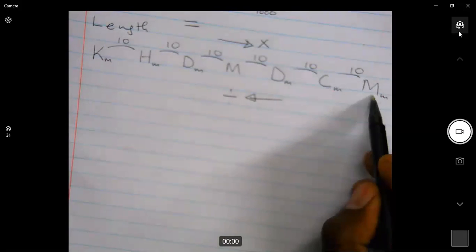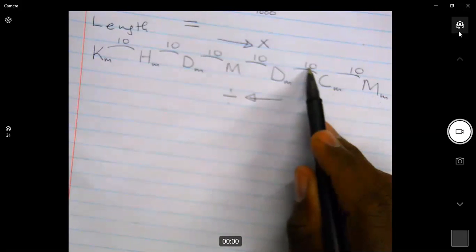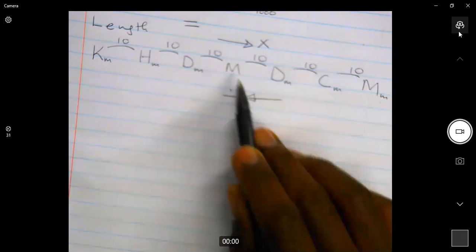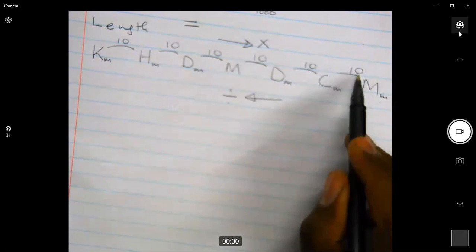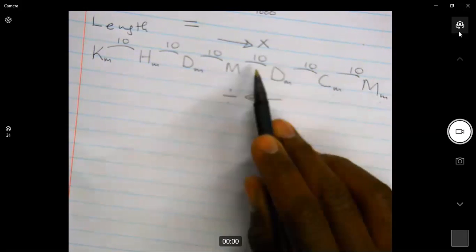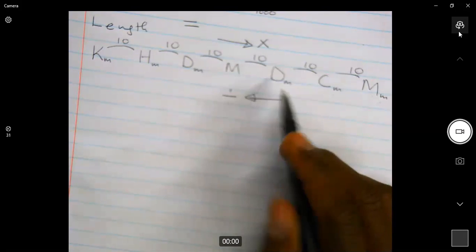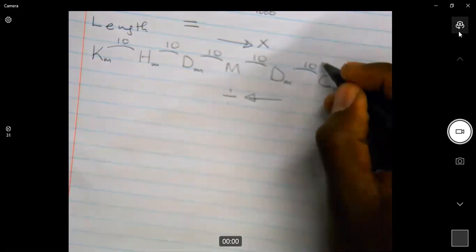So when I move from millimeter to centimeter, I divide by 10. If I move from millimeter to decimeter, I divide by 10 squared, because it's 10 to the power 1 times 10 to the power 1, so it's 100. If I move from millimeter to meter, it's 10 to the power 1 times 10 to the power 1 times 10 to the power 1. By the rules of exponents, I add my exponents. It's going to be 10 to the power 3, which becomes 1,000. Is that clear? That's your length.